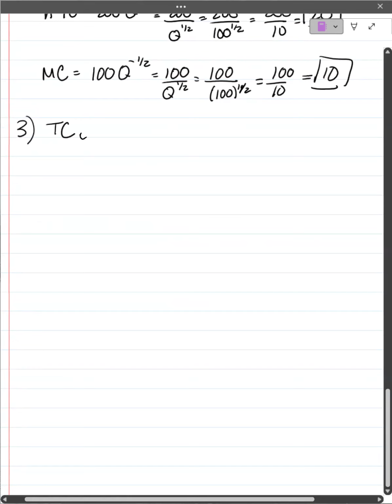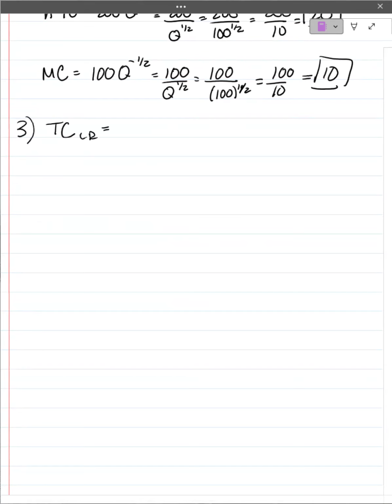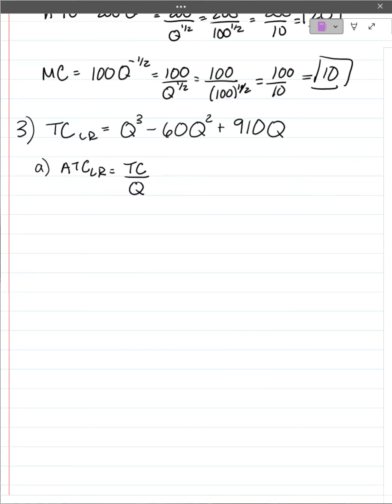So now Frye Supply's long run total costs will be equal to quantity cubed minus 60 times quantity squared plus 910 times quantity. Okay, so we'll be working with this new total cost equation. And the first part of this question, part A, asks us to find Frye Supply's long run average total cost equation. So again, average total costs we can find by dividing total costs by output, by Q. So we'll go ahead and do that.